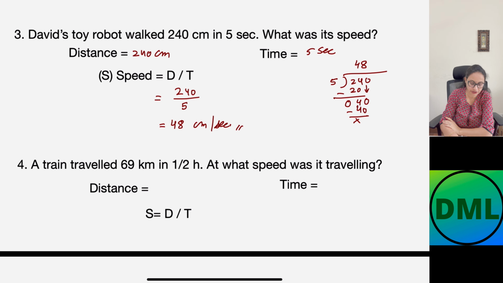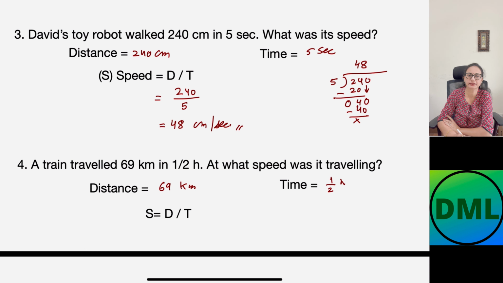Let's see the fourth question here. A train traveled 69 km in half an hour. At what speed was it traveling? I need to calculate the speed. Speed will be given as distance over time. What is my distance? My distance is 69 kilometer. Kilometer is the distance unit. This will be 69 kilometer. What is my time? My time is half an hour. Let's write down here half an hour.